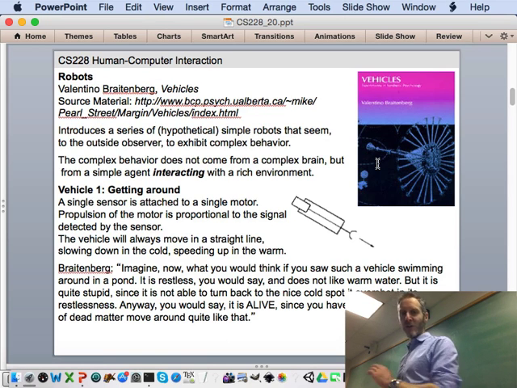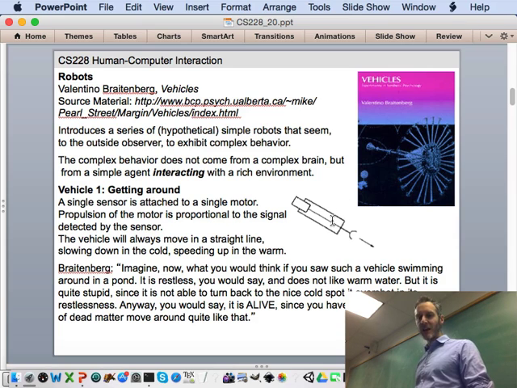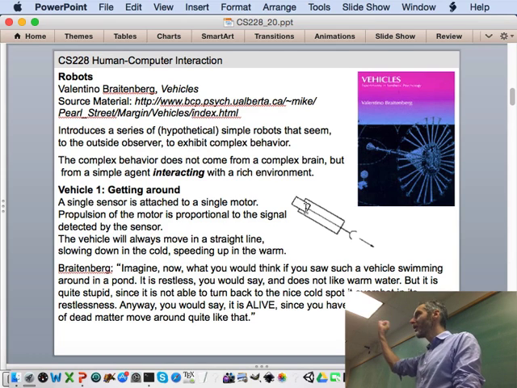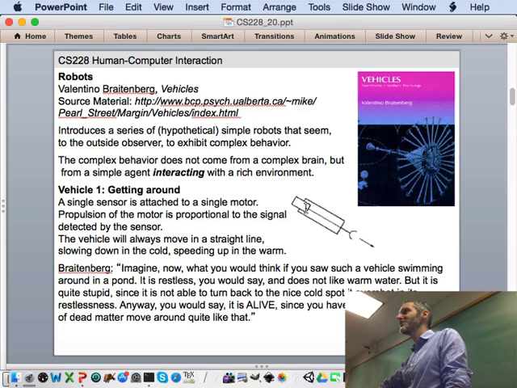Let's talk about the vehicles. Vehicle 1 is pretty simple. So it's got a main body here. It has a single wheel at the back. This wheel cannot turn. It can only spin faster or slower. On the front of the robot is a sensor, and in Vehicle 1, the sensor is a temperature sensor, and there is a wire that connects the sensor to the motor in a proportional sense, meaning that the stronger the sensor fires, the faster the wheel turns.